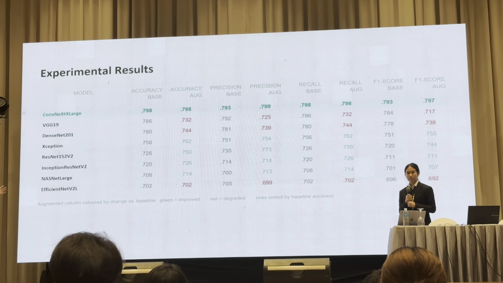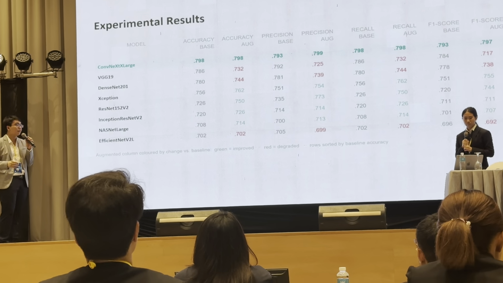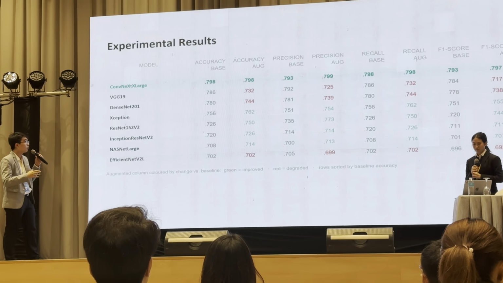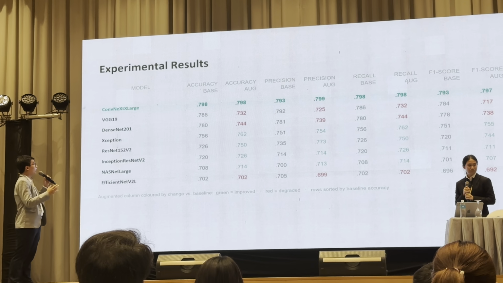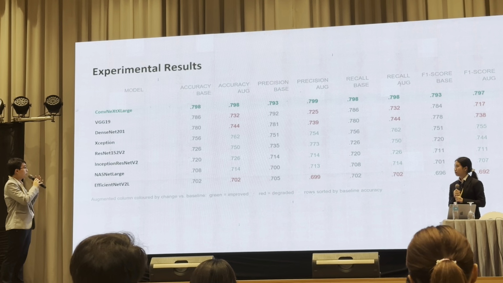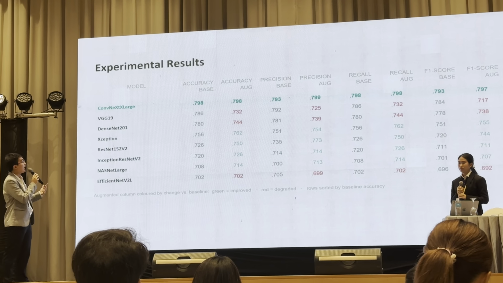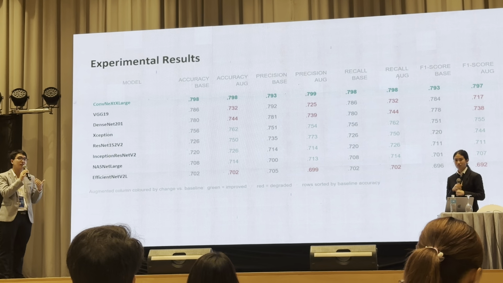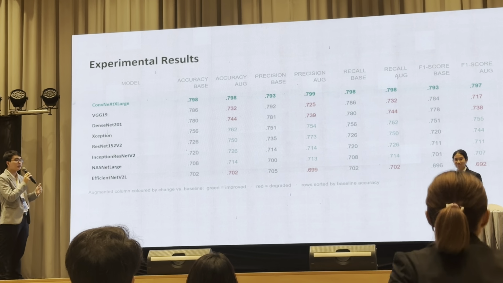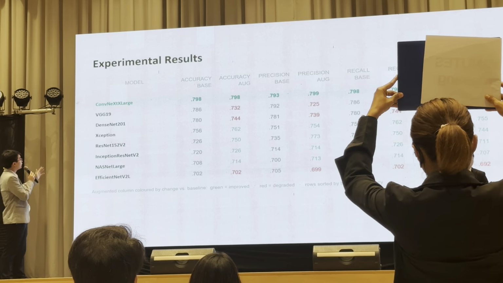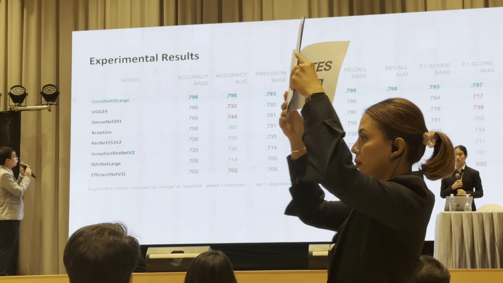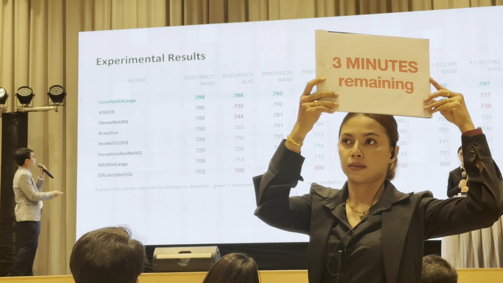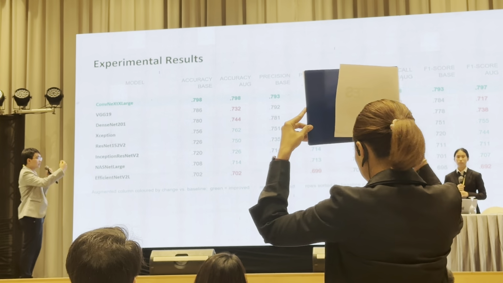So for our experimental results, we found that ConvNeXt Large performed overall the best compared to the various other CNNs, and augmentation itself did not specifically improve each and every one of these models, with some improving and some reducing as well.